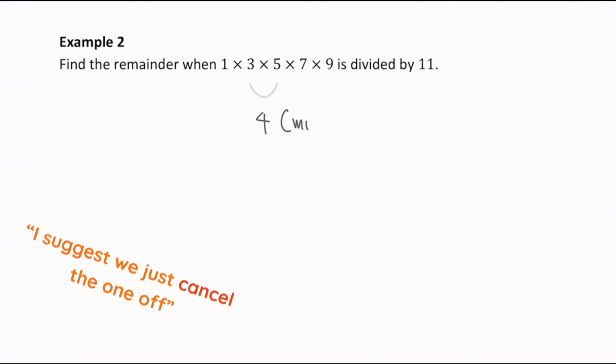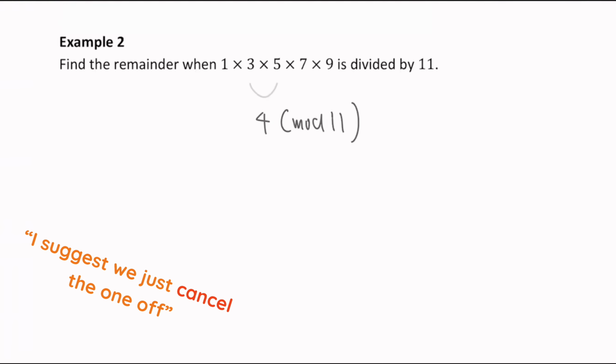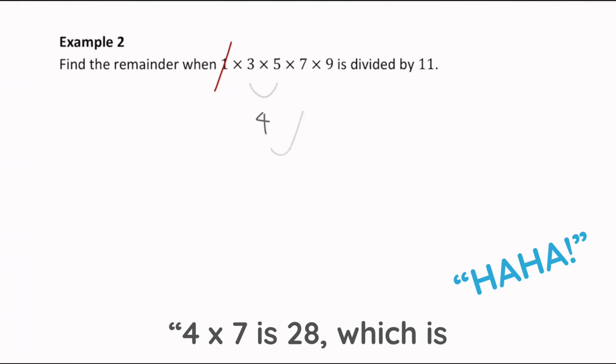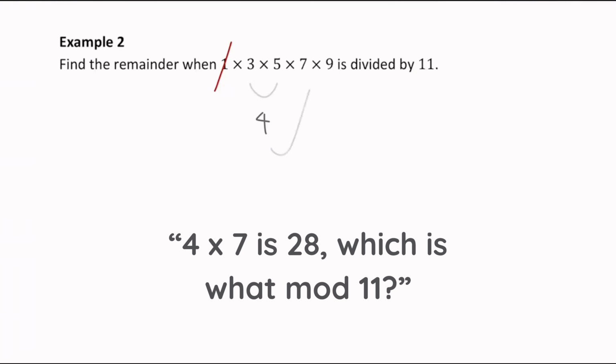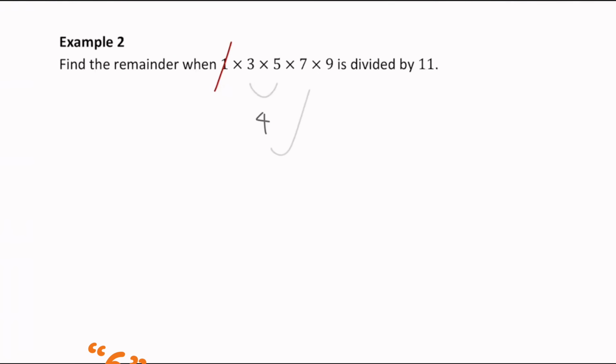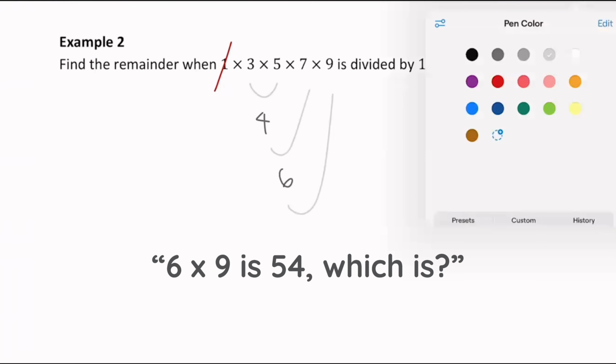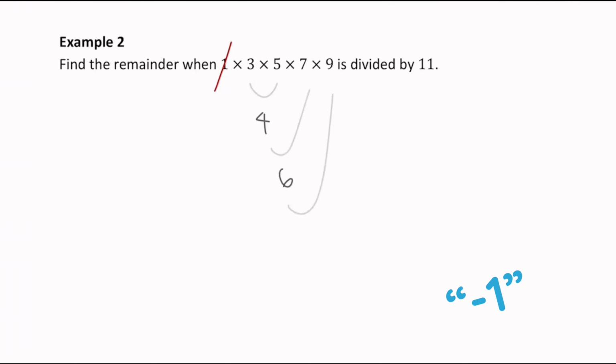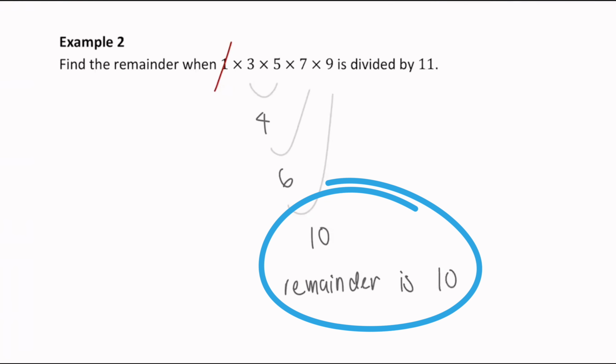I suggest we just cancel the one off. It's useless. 4 times 7 is 28, which is what mod 11? 6. 6 mod 11. 6 times 9 is 54, which is -1 mod 11, or 10. Key thing here is, you don't have to actually find the product and then divide it by 11. You can just do it step by step because it's just easier this way.